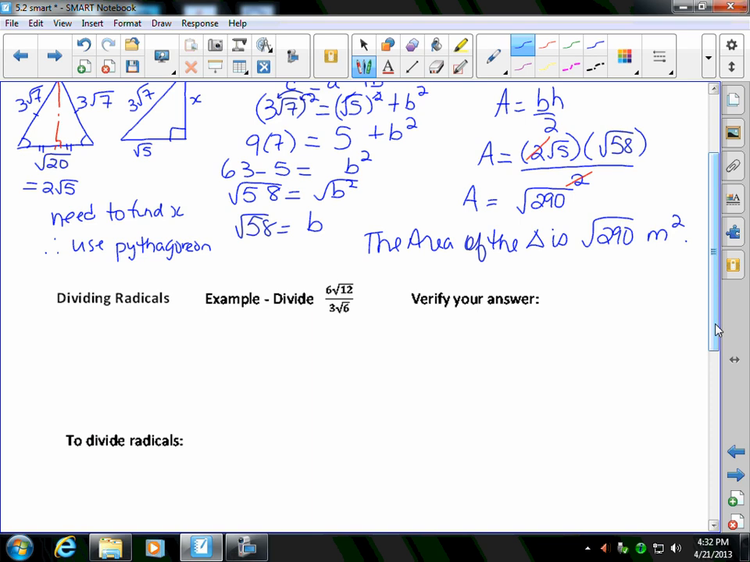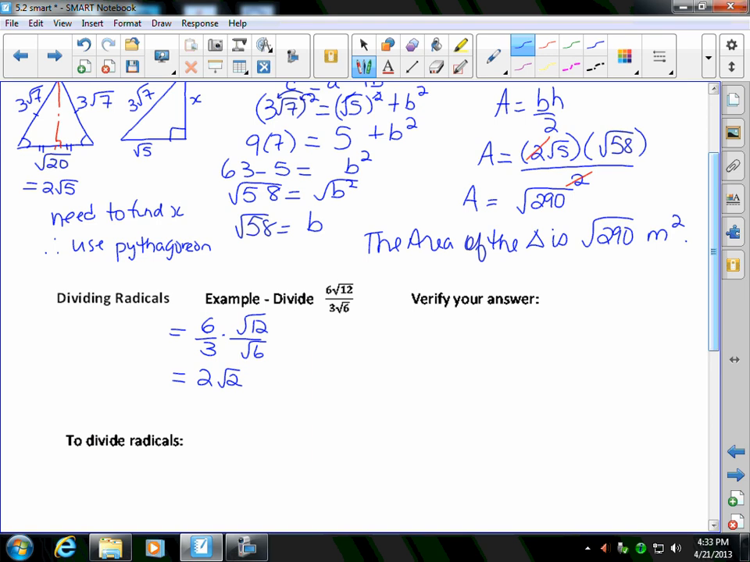Okay. So in this one, if I want to break this up, I would have 6 divided by 3 times square root 12 divided by square root 6. So 6 divided by 3 just leaves me with a 2. Square root 12 and square root 6, again, these both have the same index. They're square roots. So I just divide my numbers under the radical sign. Square root 12 divided by square root 6 is square root 2. So 2 square root 2 is your answer.